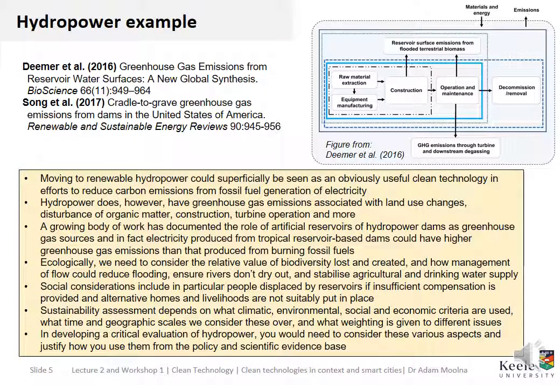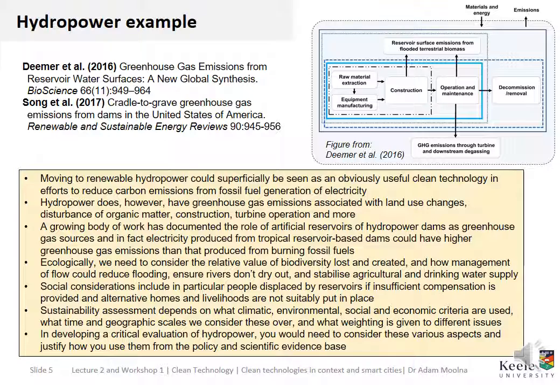Moving to renewable hydropower could superficially be seen as an obviously useful clean technology in efforts to reduce carbon emissions from fossil fuel generation of electricity. Hydropower does, however, have greenhouse gas emissions associated with land use changes, disturbance of organic matter, construction, turbine operation and more. A growing body of work has documented the role of artificial reservoirs of hydropower dams as greenhouse gas sources, and in fact electricity produced from tropical reservoir-based dams could have higher greenhouse gas emissions than that produced from burning fossil fuels.